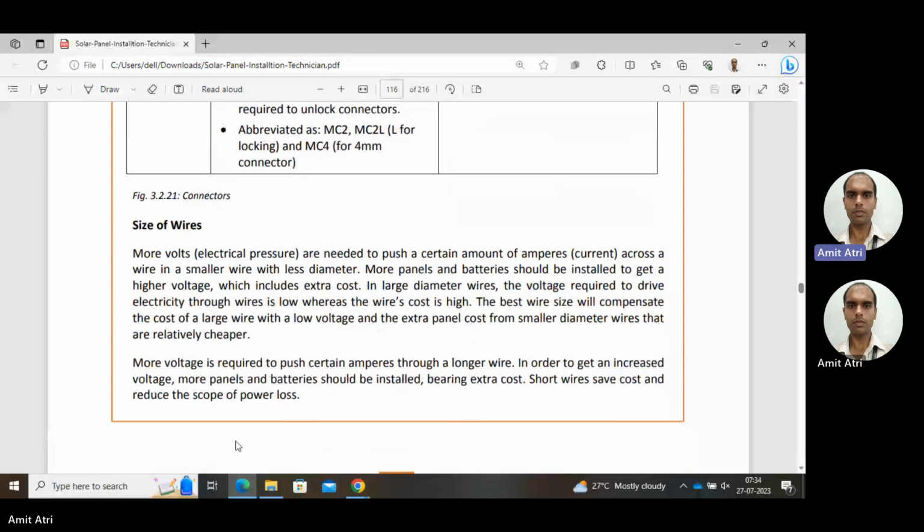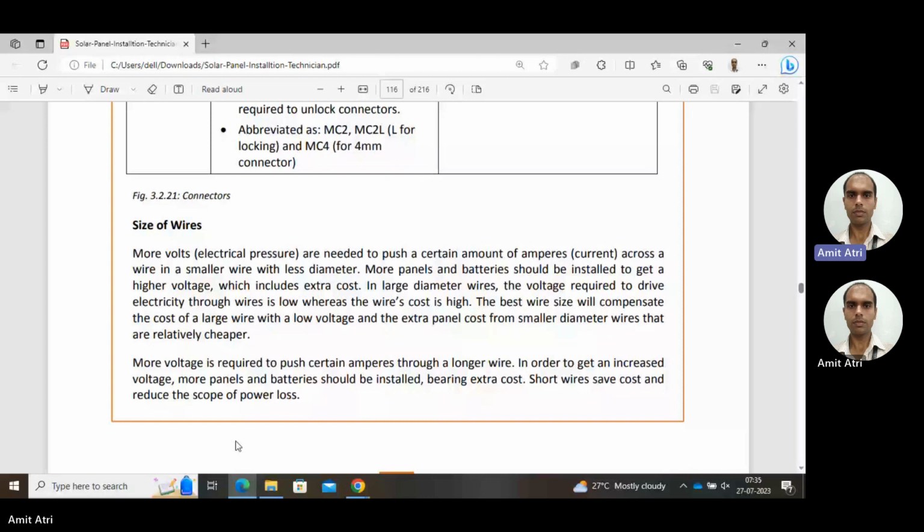If the thin wire is there, more voltage we need. So we need to install more panels and batteries. Okay, whereas in case we are using a thicker wire having larger diameter, then voltage required will be less, means less panels. Okay, but the cost of wiring will increase. So the best wire size will compensate the cost of a large wire with a low voltage and the extra panel cost from smaller wires that are relatively cheaper. So we have to make a balance.